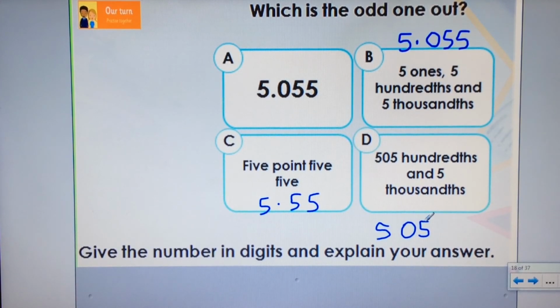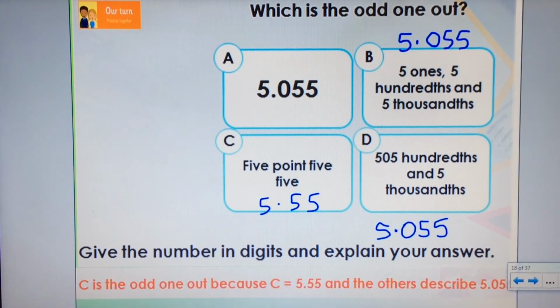Now if this is my hundredths column, this is going to be my tenths column, and this is going to be my ones column. So my decimal point would be here. Okay, so 505 hundredths and 5 thousandths. Don't forget that on the end. So when we compare them, we can see clearly that C is the odd one out because this was 5.55 and all of the others describe 5.055. They are all the same.